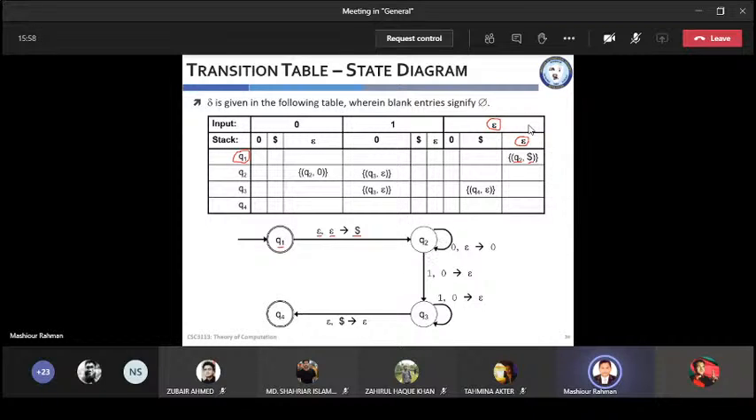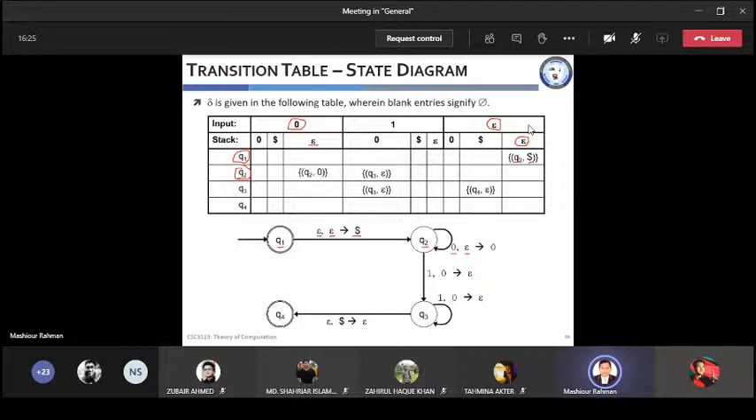So let's go for Q2 as well. You are at Q2 and the input symbol is 0. So I am at this sector of the table. Now again the pop value is epsilon, so the stack value is epsilon. So this is my entry.